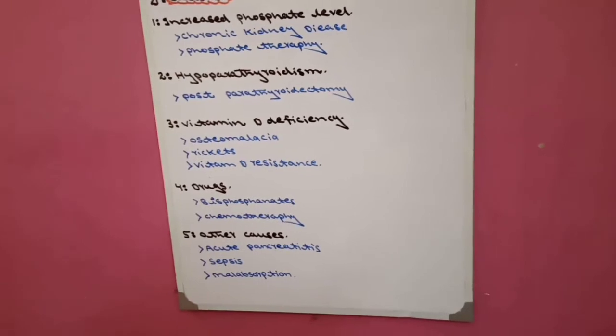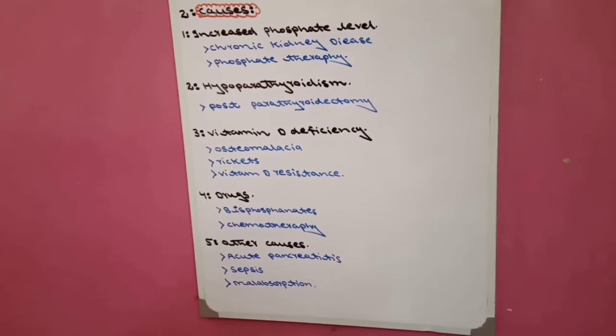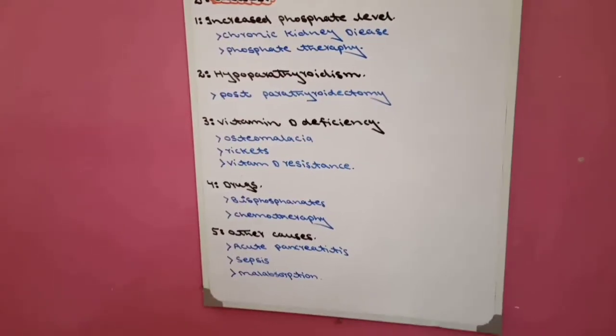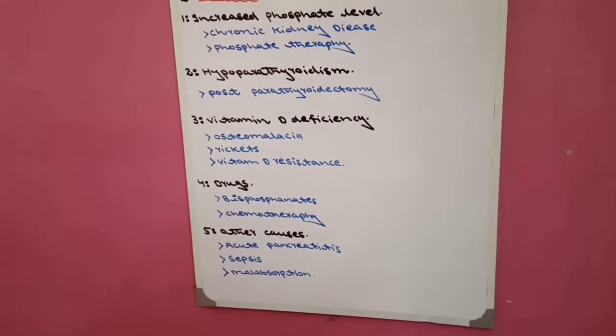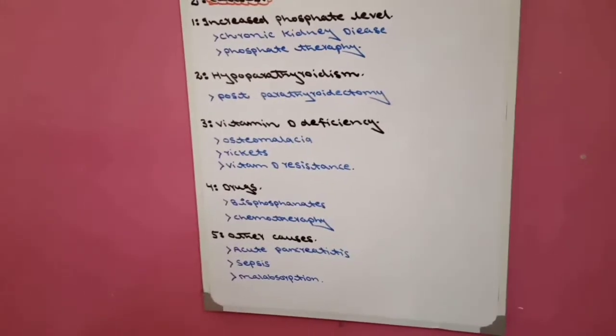The third cause is vitamin D deficiency. When vitamin D deficiency occurs, again the calcium level in our blood becomes less. As a result, there will be hypocalcemia. Now, in these 3 conditions, vitamin D deficiency occurs. Number 1, osteomalacia. In adults, due to vitamin D deficiency in our body, the bone becomes weak. This condition is known as osteomalacia. But the same condition in children is called rickets. Again, the bones of the children become weak and bent due to vitamin D deficiency. The third is vitamin D resistance. If there is vitamin D resistance, again there will be vitamin D deficiency, and again there will be hypocalcemia.